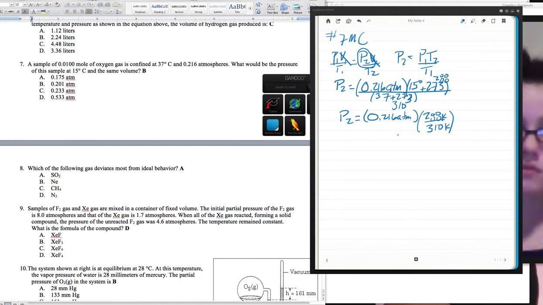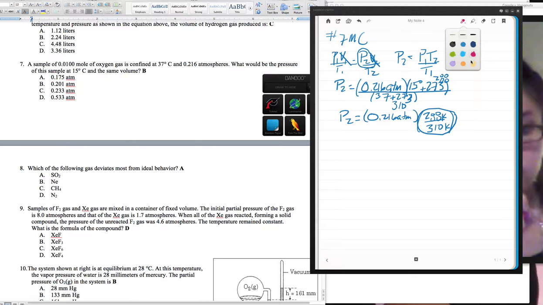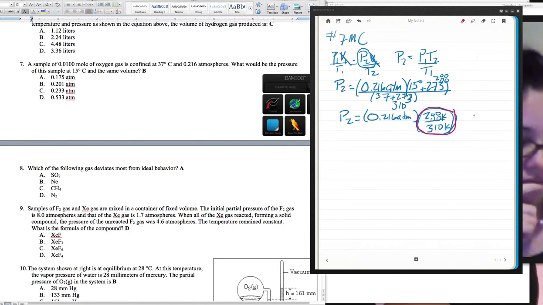Because it's multiple choice at this point, I'm not going to do any more math. I'm going to look and see, do I have an answer? This number right here is basically a number that is a little bit less than one, right? So we have 0.216 times a number a little bit less than one. That means that C and D are out because they're larger than our initial pressure. So that leaves 0.201 and 0.175. And if this number is just a little bit less than one, it would have to be B, because to get it down to 0.175, it would require a number quite a bit less than one. Does that make sense? So that means that the answer is going to have to be B.